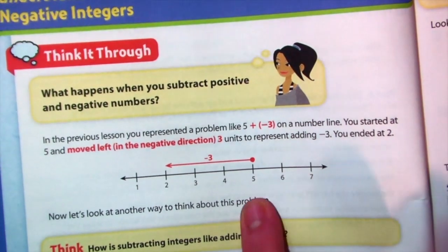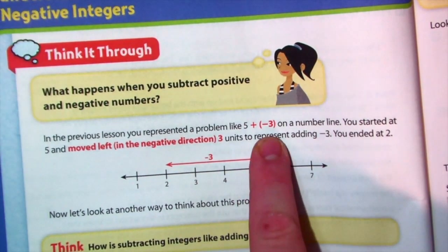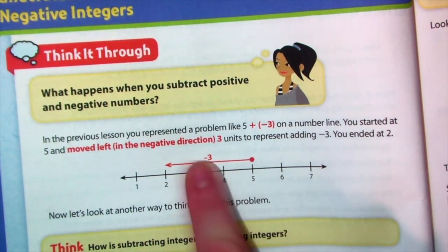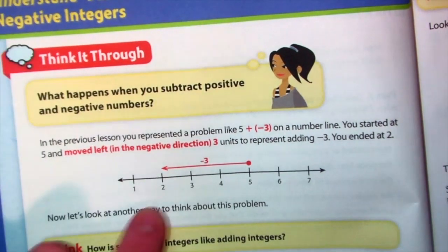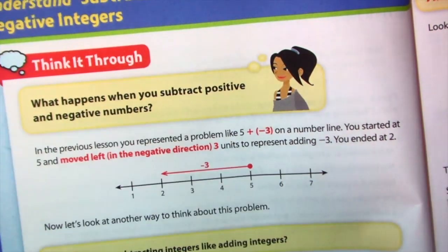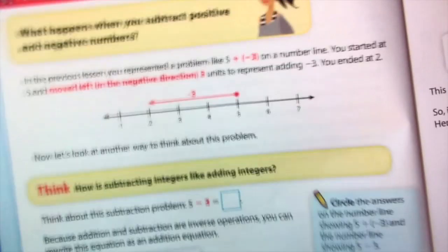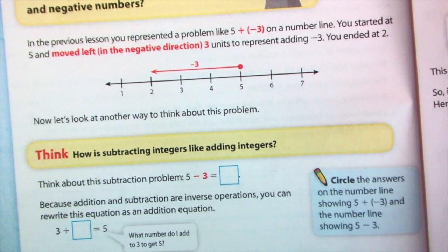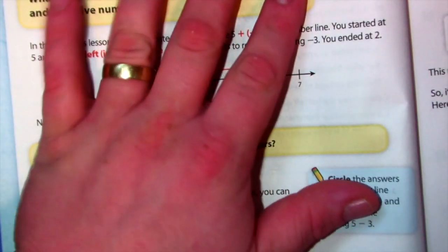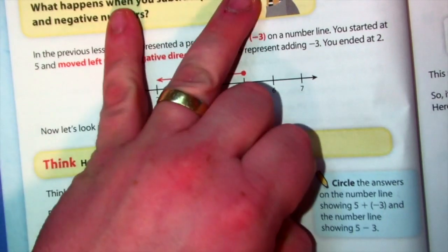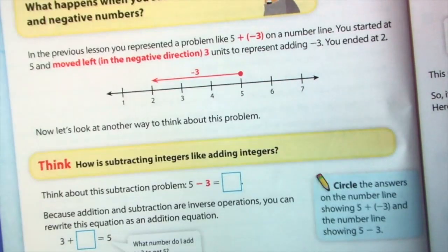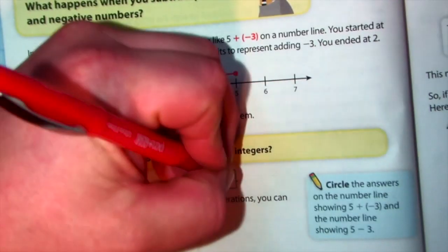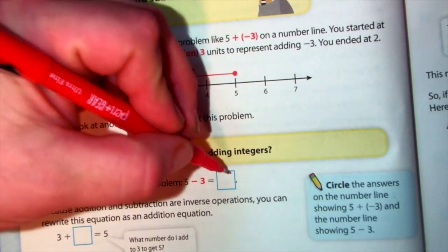We started at 5 here, and because this was a negative integer, we went to the left of 5, 3 spots, which left us at the spot 2. Now let's look at this another way. Think about this. How is subtracting integers like adding integers? Think about the subtraction problem 5 minus 3. I have 5 fingers, and then I take 3 away. I have 2 fingers left, which means that my answer would be 2.